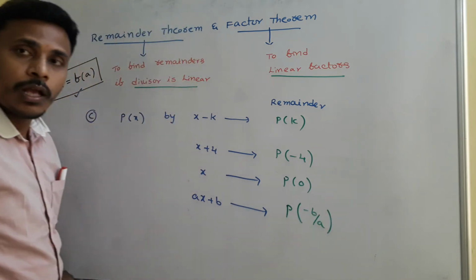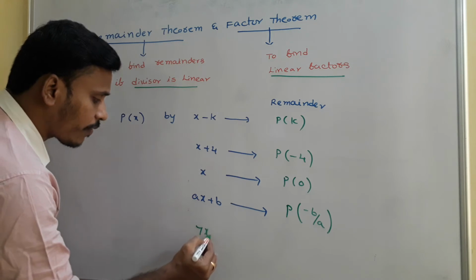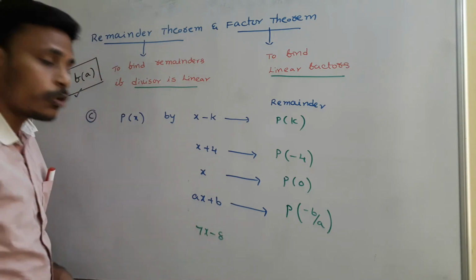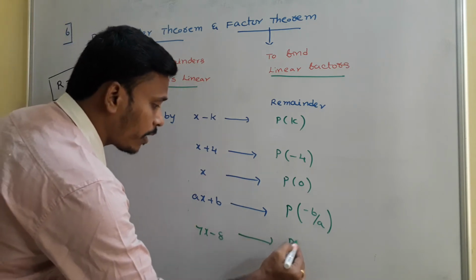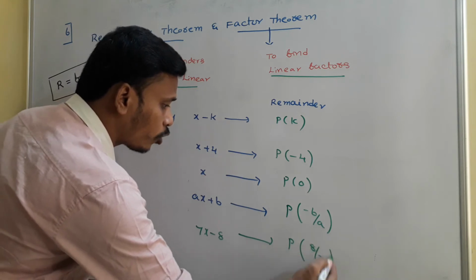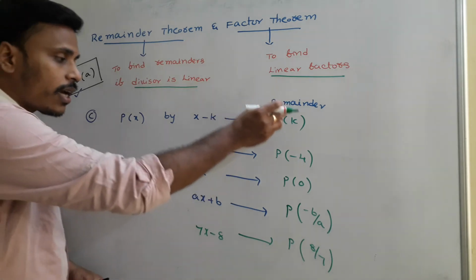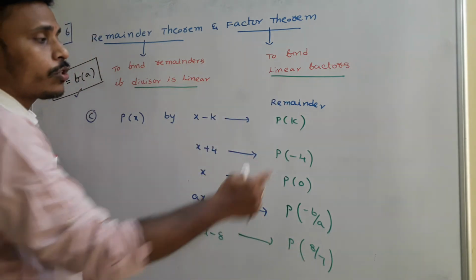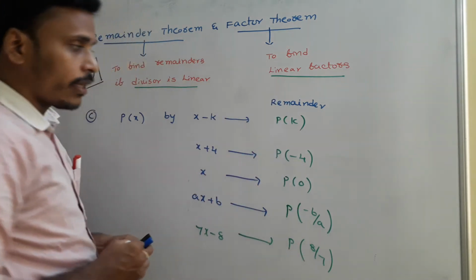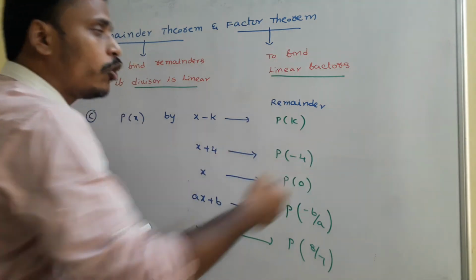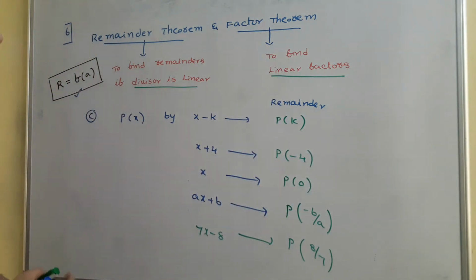So the remainder is simply p of minus b by a. If I have something like 7x minus 8, then what to say about the remainder? You just replace x with 8 by 7. So that p of 8 by 7 will represent the remainder, right? So these are the polynomial values at these points k, minus 4, 0 like that, and these polynomial values directly will represent the remainders. Okay, this is something about the remainders, and we have different problems to solve, and I will discuss one by one. And before that, we need to learn factor theorem.